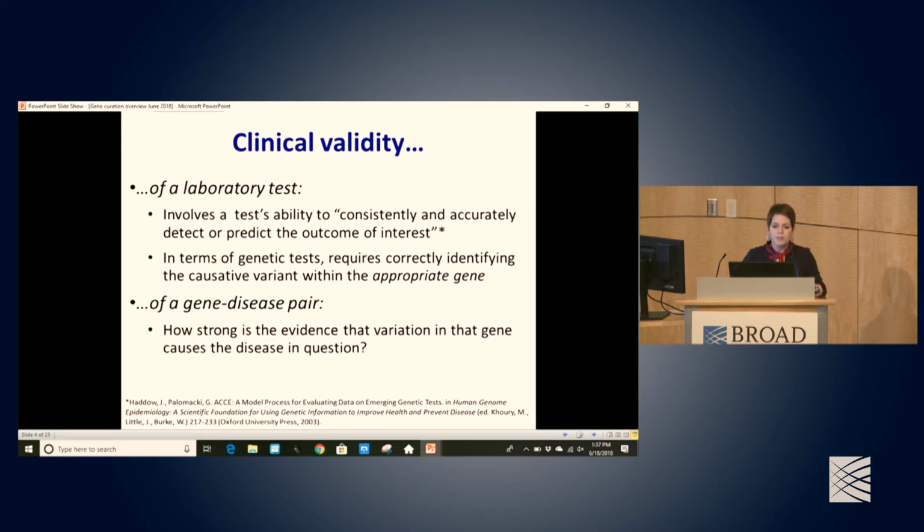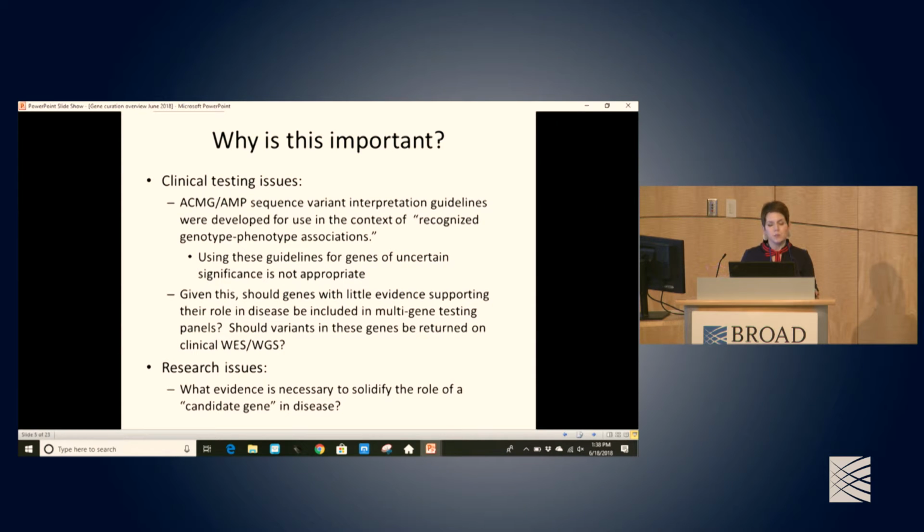So the clinical validity of a laboratory test involves a test's ability to consistently and accurately detect or predict the outcome of interest. And when we're talking about a genetic test, we're specifically meaning correctly identifying the causative variant within the appropriate gene. But what is the appropriate gene? How do we know that there is enough information, enough evidence available to say that variation in a given gene causes the disease in question? And why is this important at all?